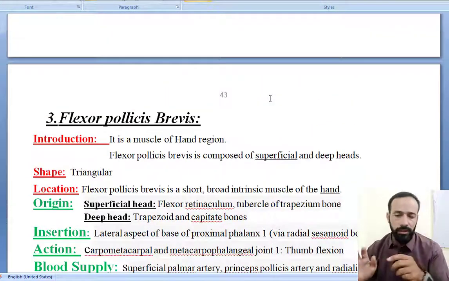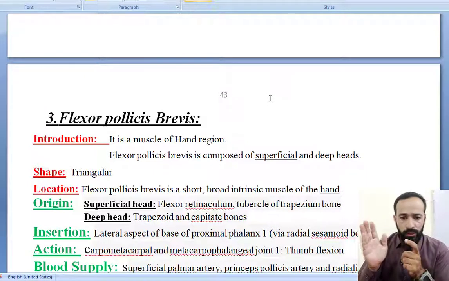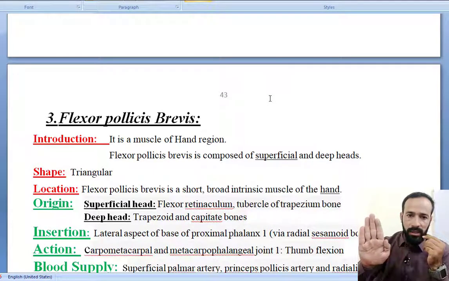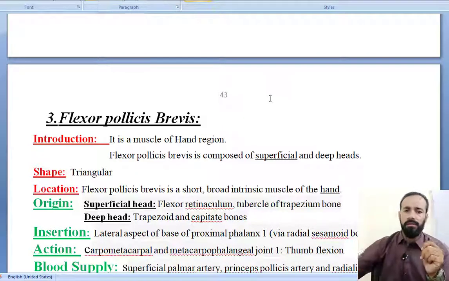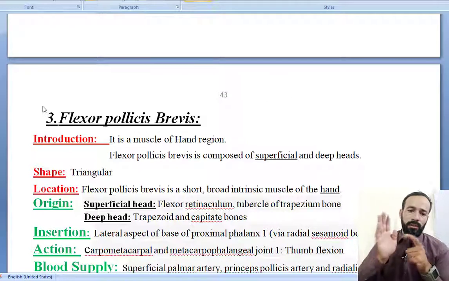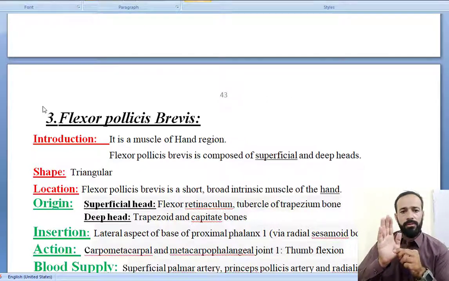Three muscles we recorded in the thenar region. Which ones? The abductor pollicis brevis, adductor pollicis, and flexor pollicis brevis muscle, right? In the next lecture we will record the last muscle which is present in your thenar region.